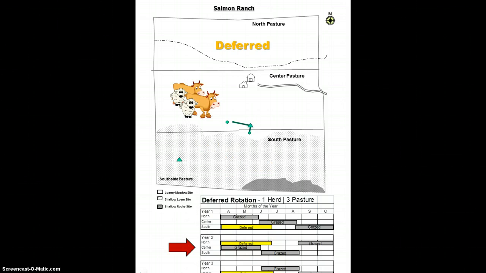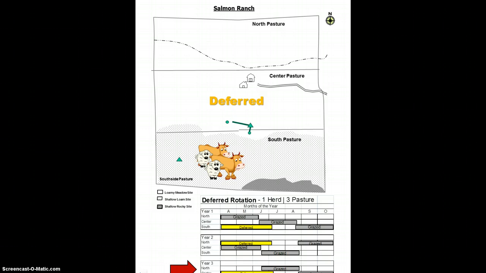In year 2 then, let's start in the center pasture. So that's the one that's grazed in the spring. And then go to the south pasture. And in this case, it's the north pasture that would be deferred because we wouldn't move animals to that pasture until the middle of August. In year 3 then, we start in the south pasture, we move to the north pasture, and it's the center pasture that's deferred because we would not graze it until August.